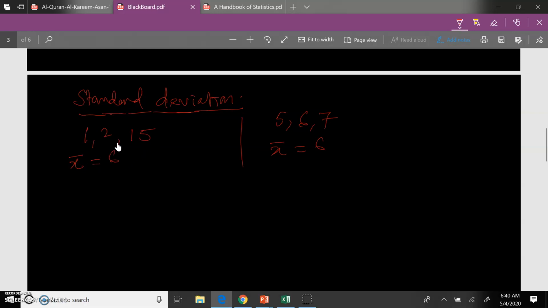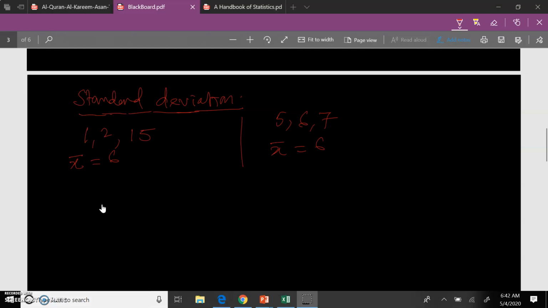So what does the standard deviation tell you? Standard deviation tells you how far away each value of the data set is from the mean of the data. That's what the standard deviation tells you. I repeat, this is very important that you understand. Standard deviation tells you how far away each observation is from the mean of the observations on average. What is the average distance of each observation of the data set from the mean, right?